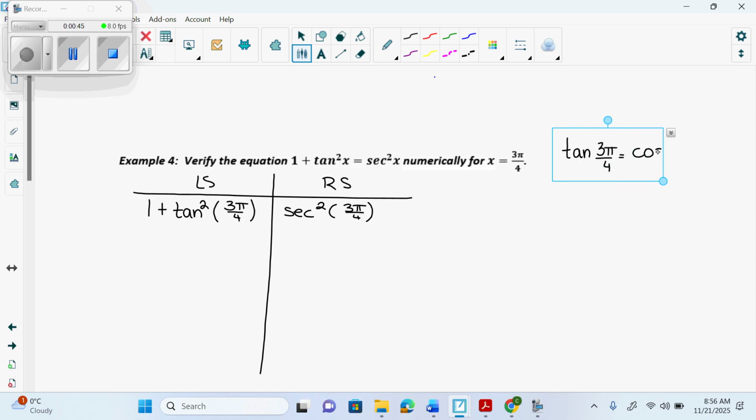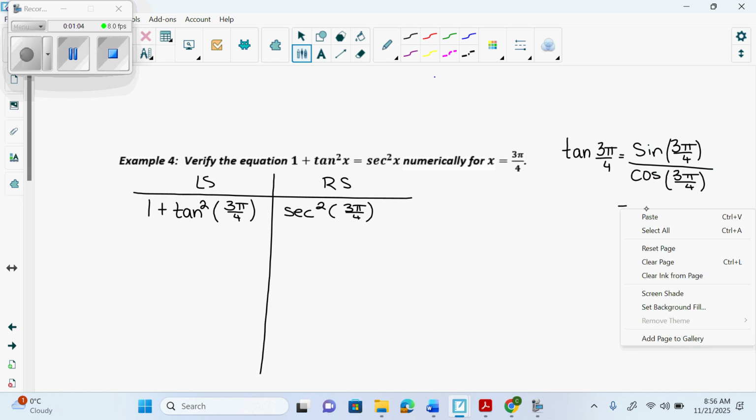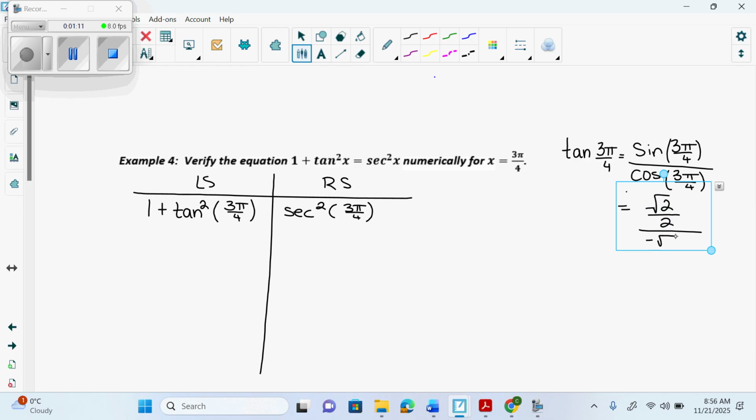equals cos. Oh, 3 pi over 4. That's not true. Sine. Sine 3 pi over 4 over cos of 3 pi over 4. What is sine at 3 pi over 4? Positive root 2 over 2, yeah. And then cos of 3 pi over 4 is negative root 2 over 2.